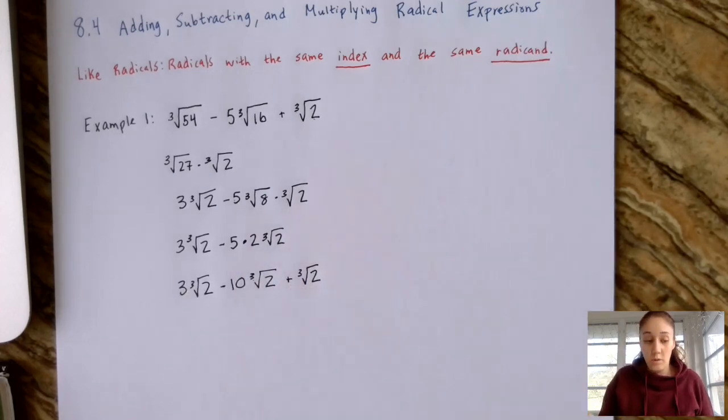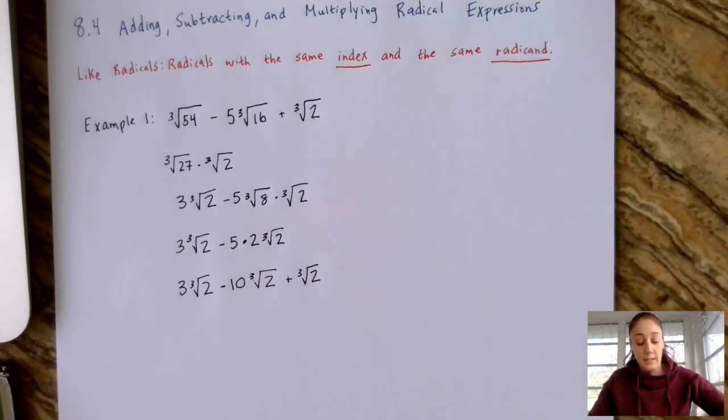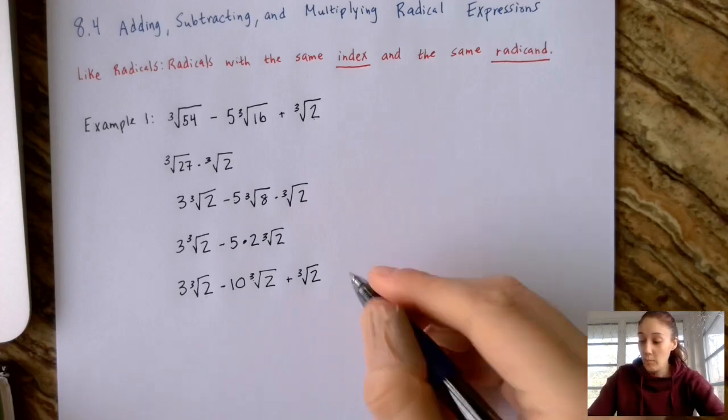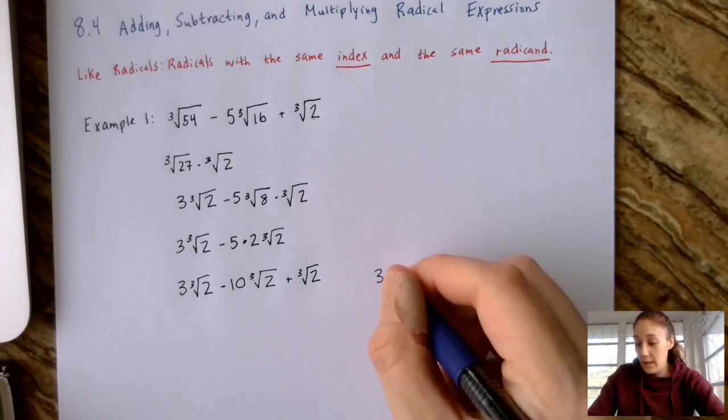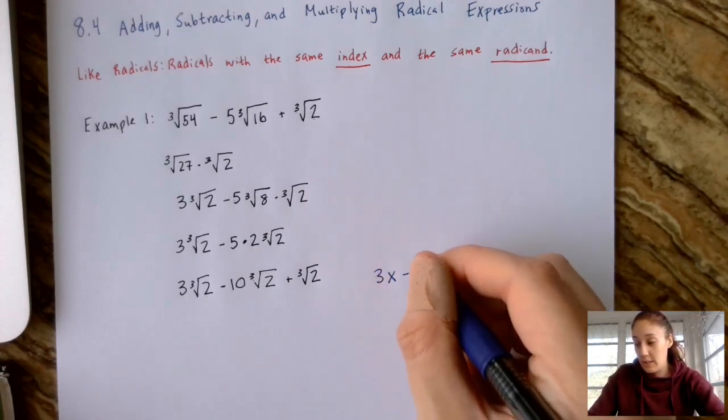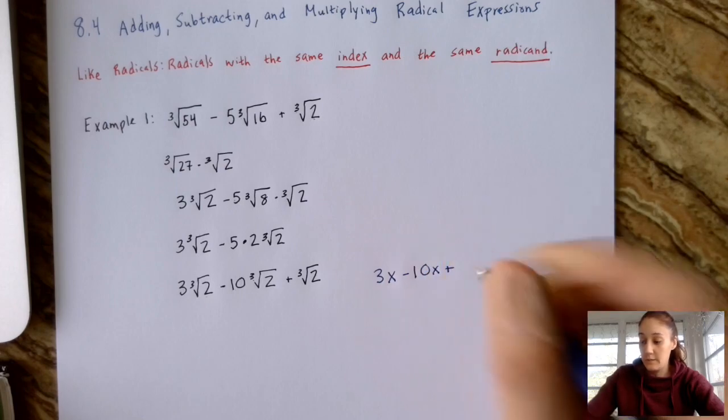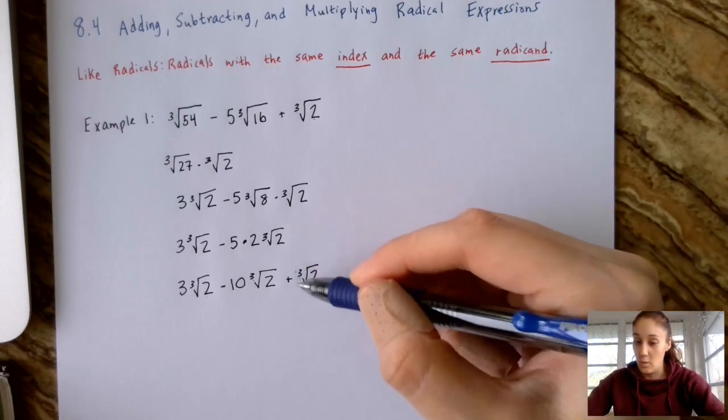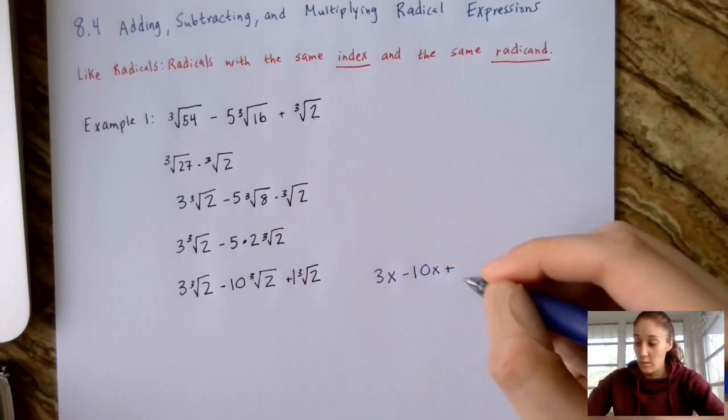Alright, and I want to show you that this is basically the same idea as if we had something like 3x minus 10x plus, and the coefficient here is technically a 1, 1x, right?